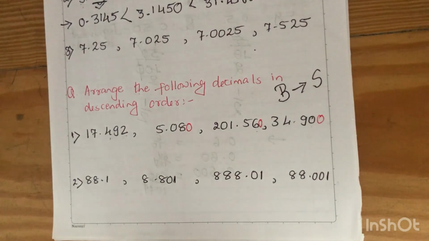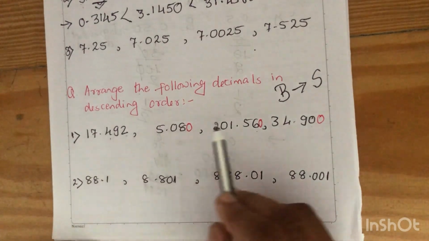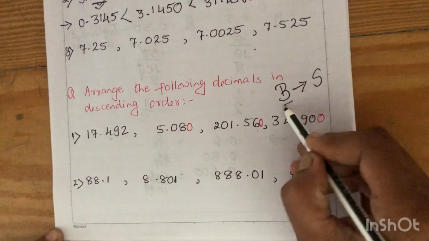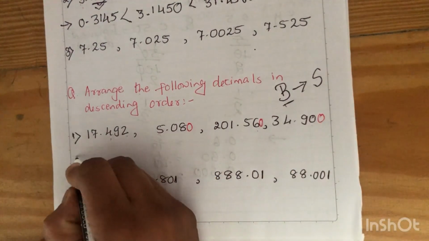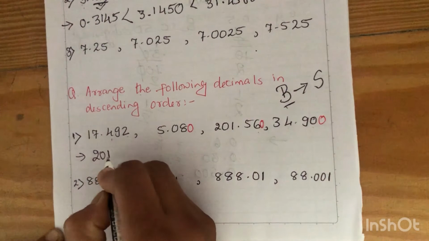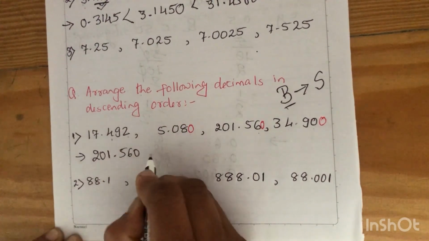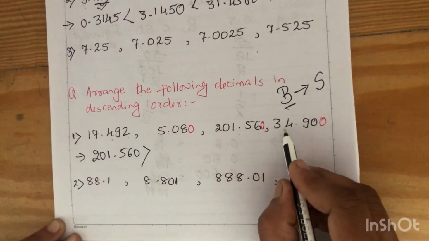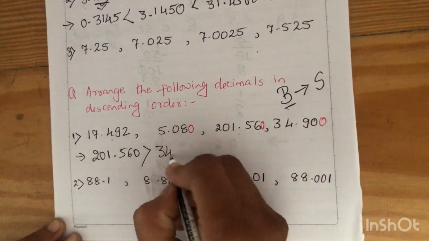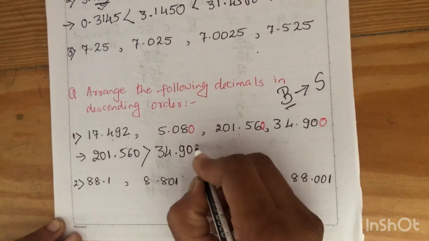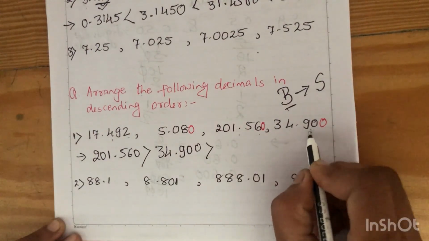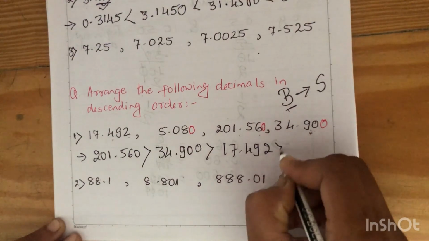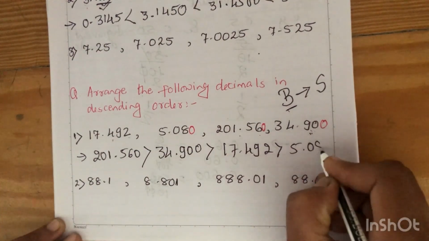The second step, that is I have to compare the integral part. So here the integral part is 17, 5, 201 and 34. Which is the biggest now? That is 201. So I can write it as 201.560, which is greater than, then after the next highest is 34.900 is greater than, you have 17.492 is greater than 5.080.